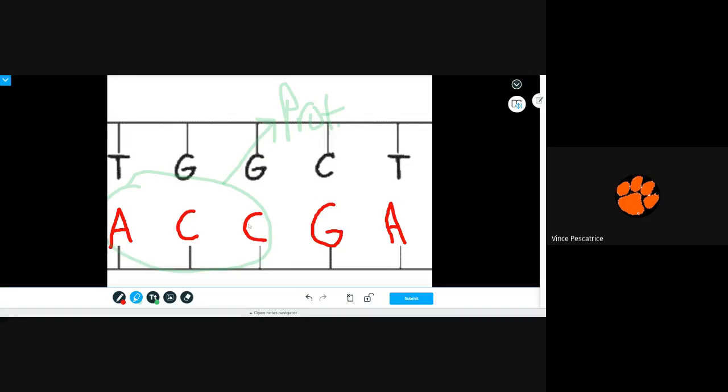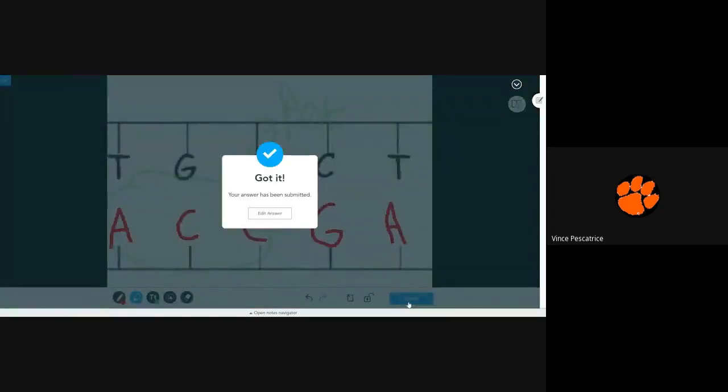All right, and you will get one of these later this week for the review at the end of the week, where I'll give you a string of base pairs, and you'll have to find the matching base pair that goes with it. So for DNA, A to T, G to C. All right, go ahead and submit that.